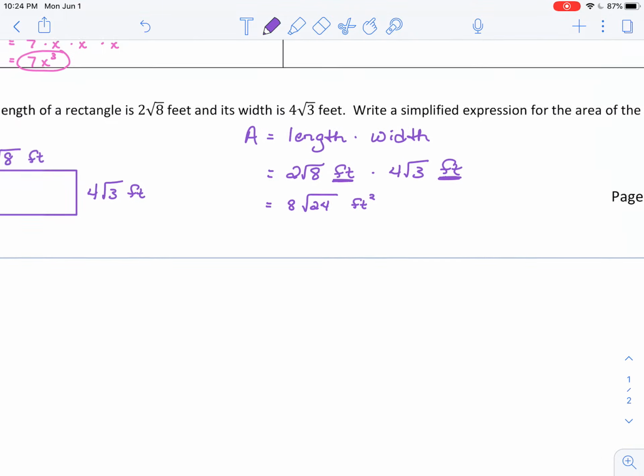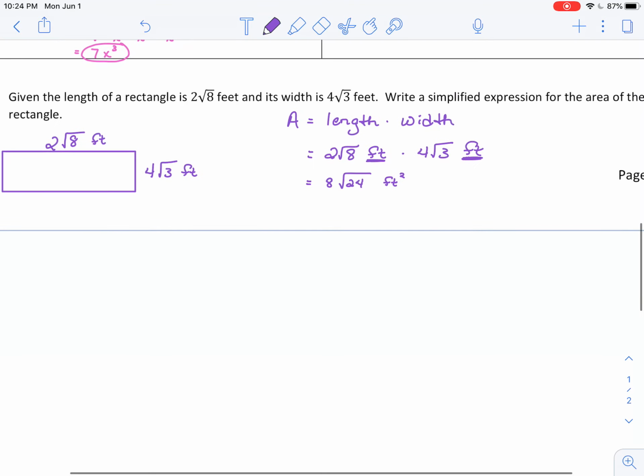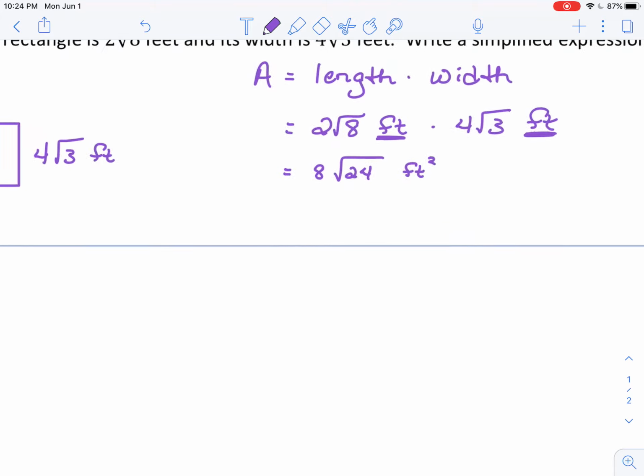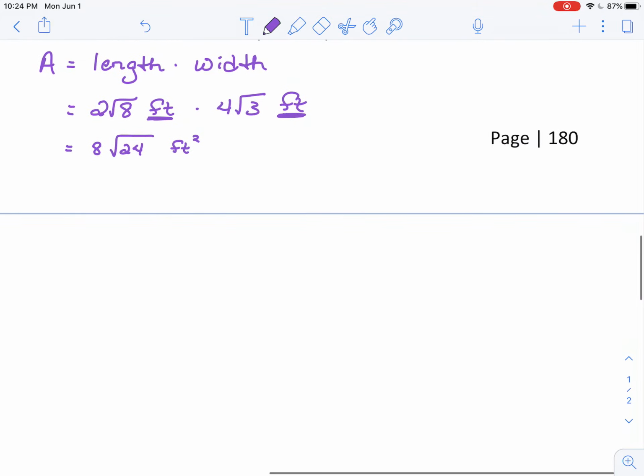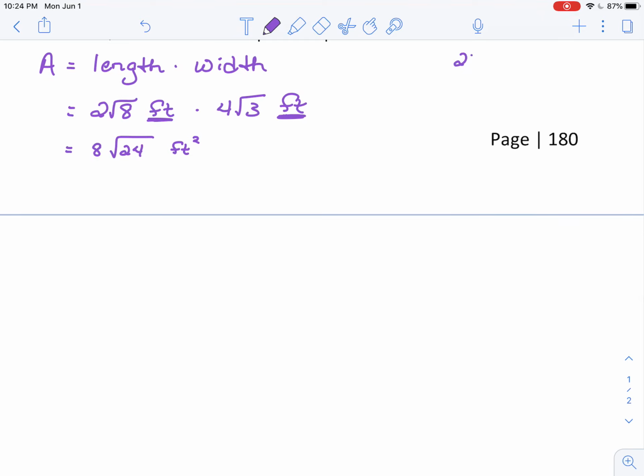So our final answer, when it says a simplified expression for the area of the rectangle, will be in square feet. But it says simplified, and this is not simplified. So after you multiply, you do need to make sure it's simplified. Off to the side, I'll write out my prime factorization for 24. 24, I know, is a 2 and a 12.